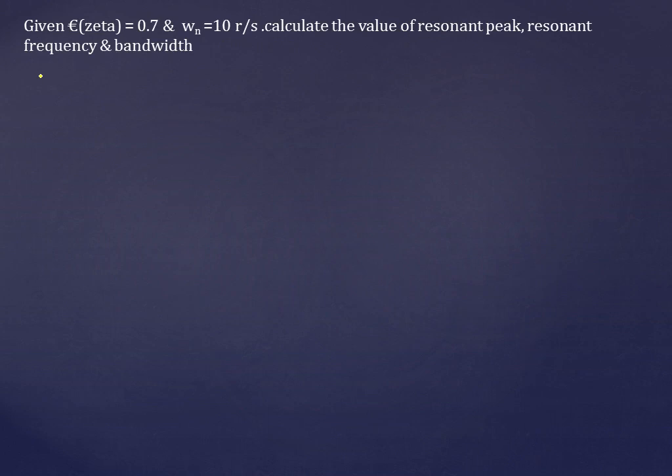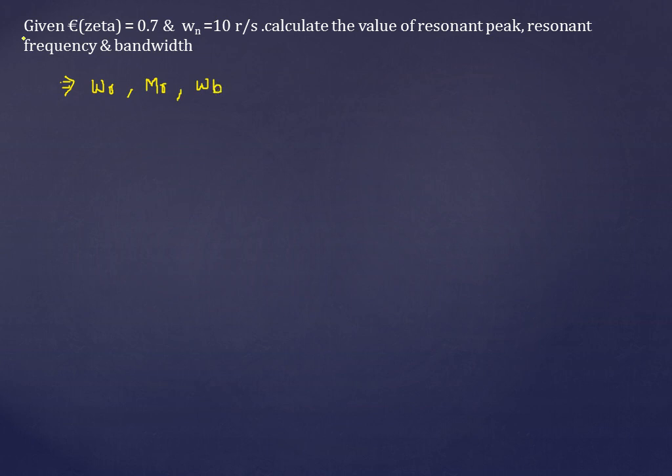Hello everyone. Today we are going to discuss the problem related to frequency domain specifications. So we know what the different frequency domain specifications are: the resonant frequency, that is omega r, the resonant peak, denoted with M suffix r, and the bandwidth, that is omega b.